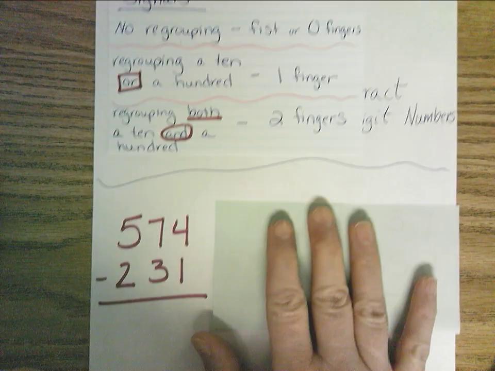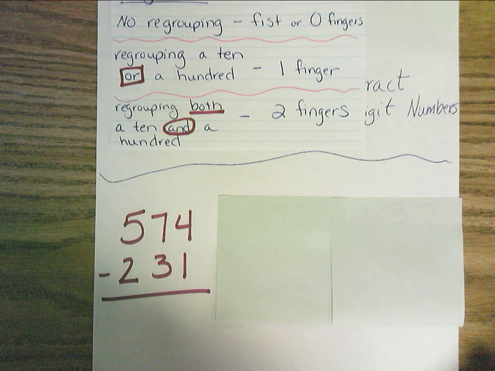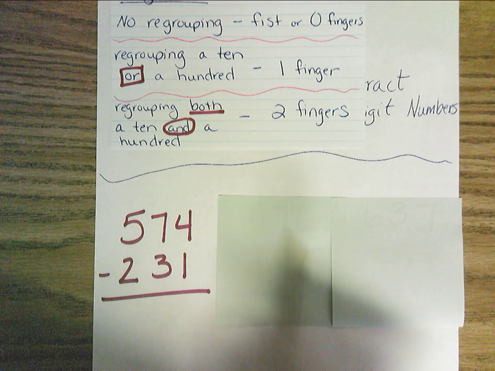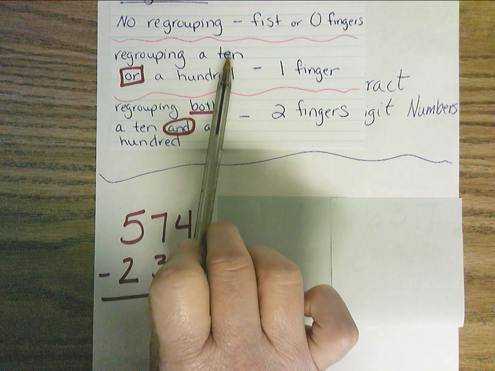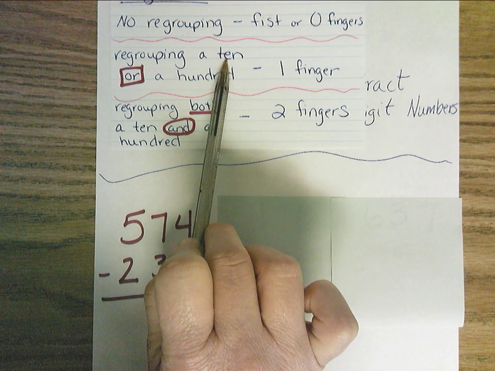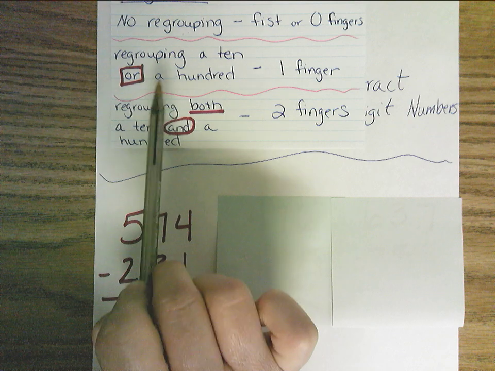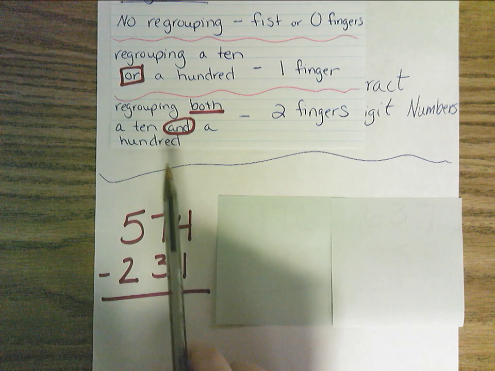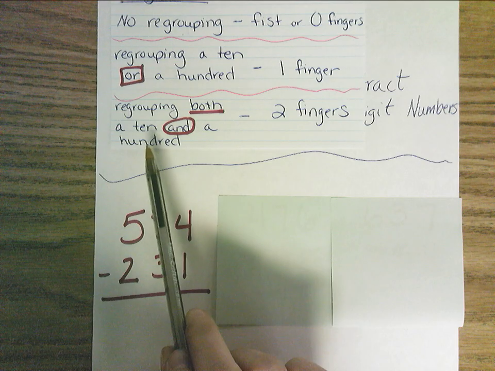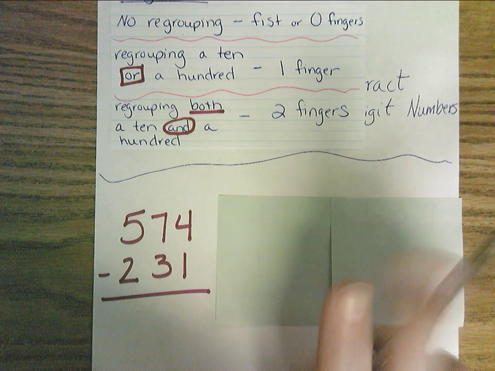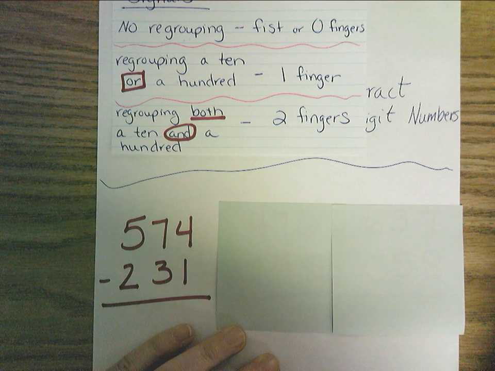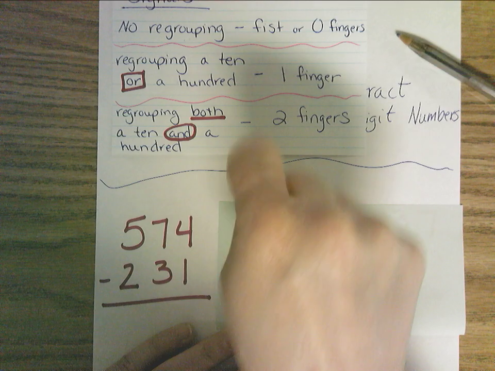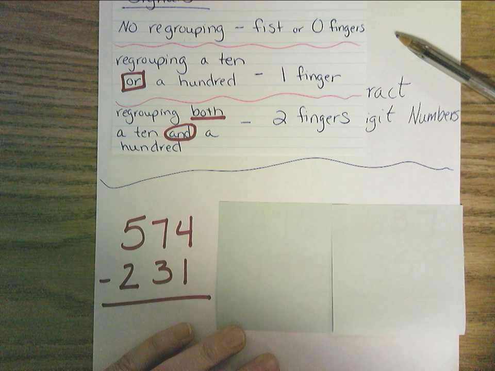Here's your first problem. I want you to really think about the problem and tell me if you are regrouping. If there's no regrouping, then you'll put a fist up. If there is regrouping, but it's in a 10, you're going to regroup the 10. Or if you're going to regroup 100, then you're going to show me a finger. Or if there's regrouping in both the 10s and the 100s, you show me two fingers. So looking at this problem, do you see a fist, a finger, or 2 fingers? Which one would it be?